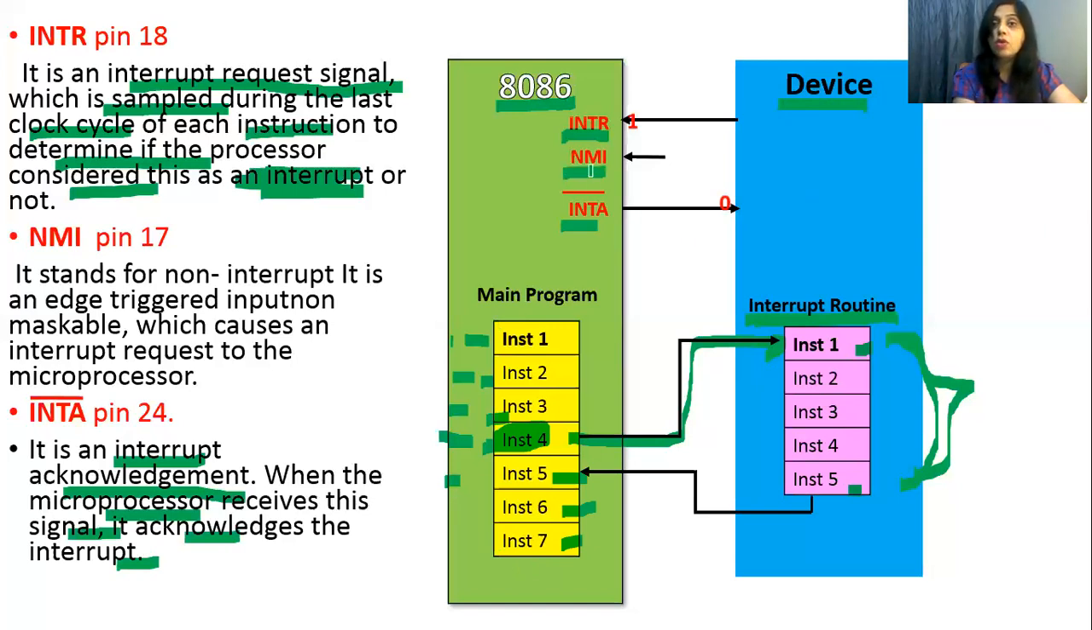NMI stands for non-maskable interrupt. On 8086 there are two interrupt pins. This INTR is known as simple interrupt and this is known as non-maskable interrupt. What is the meaning of non-maskable interrupt?